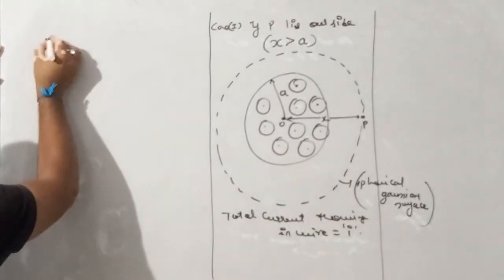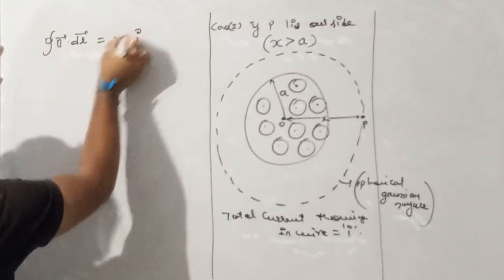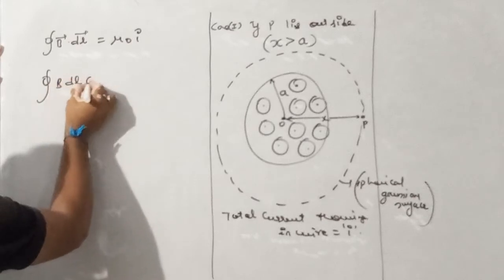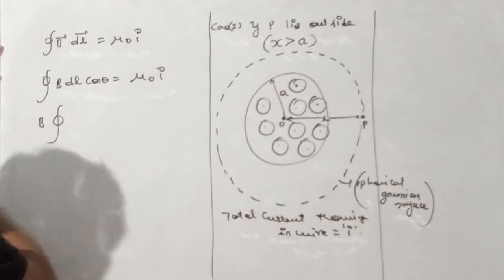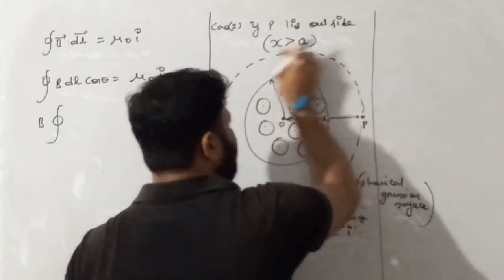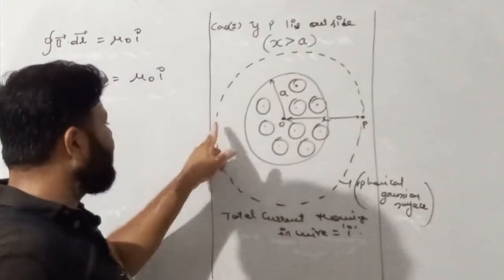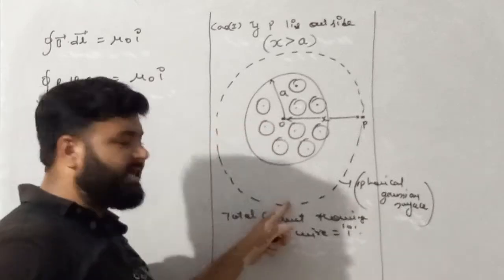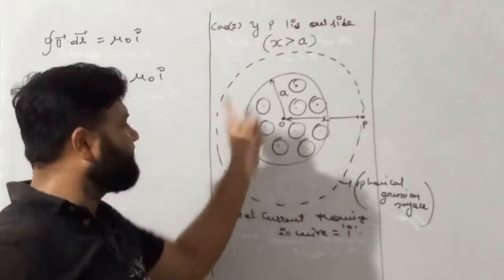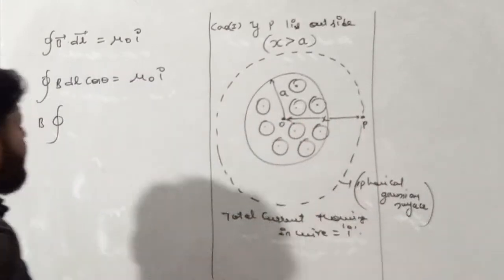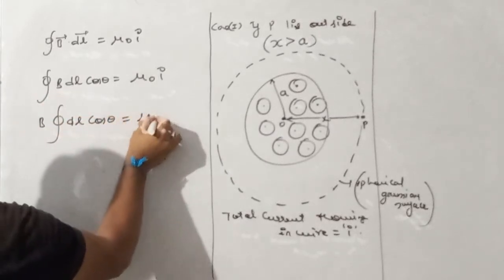So the formula is closed integral of B vector dot dl vector is equal to mu naught I. We can write it as B dl cos theta is equal to mu naught I. B comes outside because the magnetic field is constant. See, from point O, if point P is present here, then the distance is x. If P lies here, then also the distance is x. If P lies at any point on this spherical Gaussian surface, the distance remains the same. So we can say the magnetic field is constant. It comes outside. Integral of dl cos theta is equal to mu naught I.